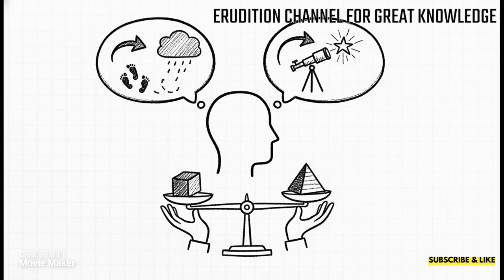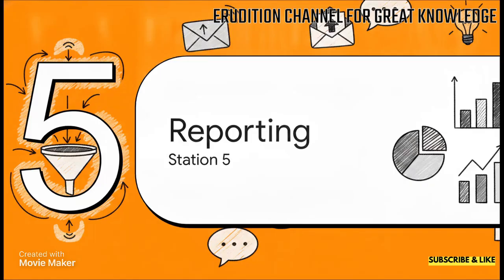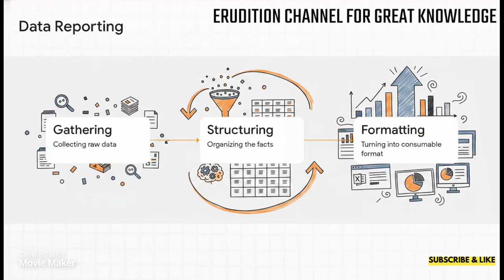That complex commercial task an analyst is doing in a corporate office, it's exactly the same fundamental process, just supercharged with software. Which brings us to the final stop on our assembly line, Station 5, reporting. Look, having actionable intelligence is amazing, but it's basically useless if it just stays locked inside an analyst's laptop, right? Data reporting is the act of gathering and structuring that raw data and turning it into a consumable format so the organization can evaluate its continuous performance.